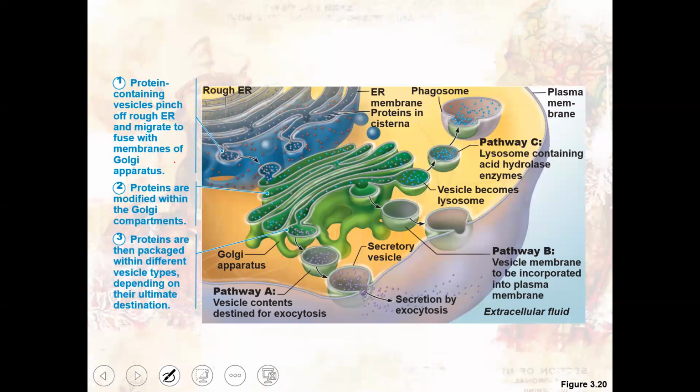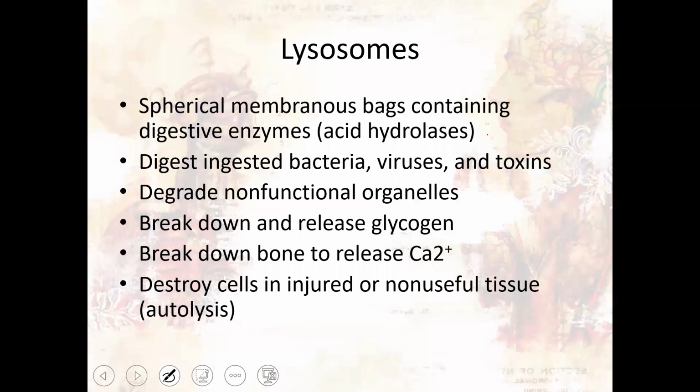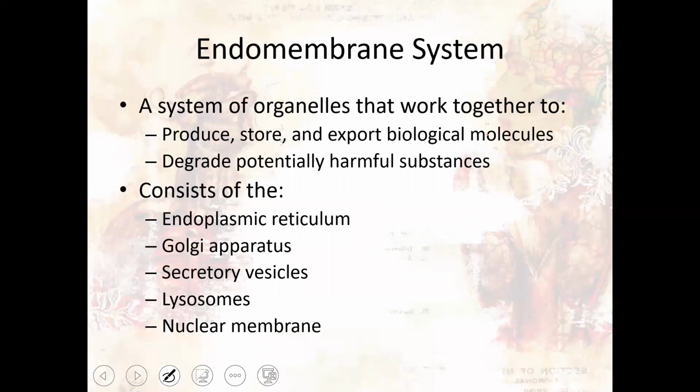Now, if we go back and look at this, you see these little vesicles come off and then they join the next organelle. And then you see the little vesicle here and it joins the cell membrane, or it joins the lysosome over here. They're all sharing membranes. They're part of what's called the endomembrane system. This is a system of organelles working together to produce and export stuff.